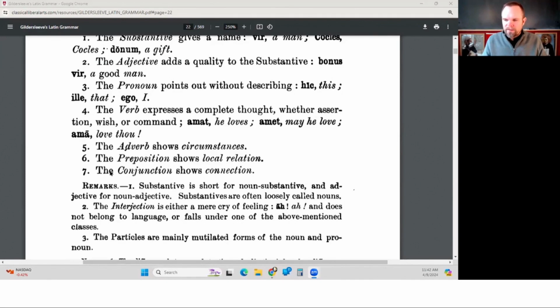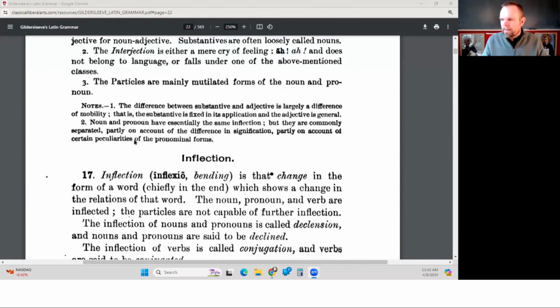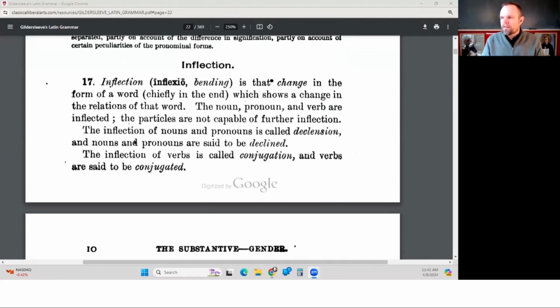So we've gone through these 7 parts of speech. Then there are some notes which I'm going to skip because I want to get down to Article 17 here. In Article 17, we read about inflection. And what's important to know is that Latin and English are different kinds of languages. Latin and English are different kinds of languages. And this is why it's a little bit difficult for English-speaking students to learn Latin, because it's a different way of communicating. It's a different way of expressing ideas.